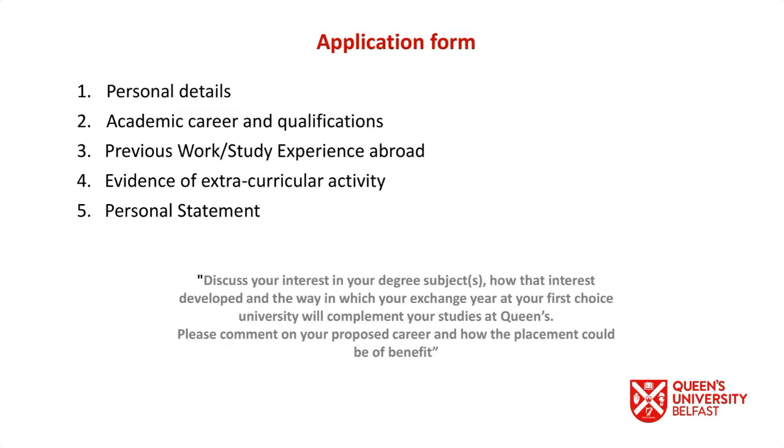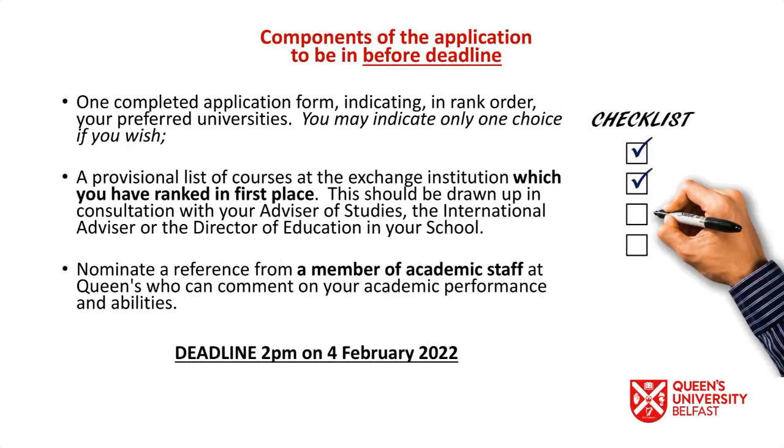So the first stage of the application process will be an application form, with the second stage being interviews. In terms of application, it's one per student, and then you would rank in order your preferred university choice. Obviously, there's only two universities there, so you would be first and second. You can just indicate one if you wish. It's entirely up to yourself.